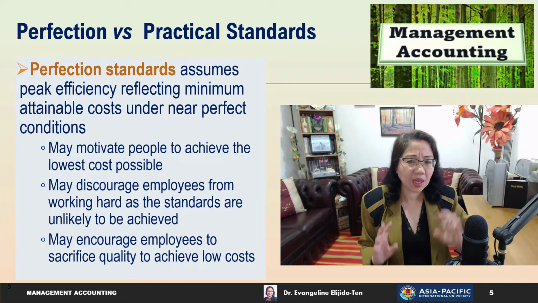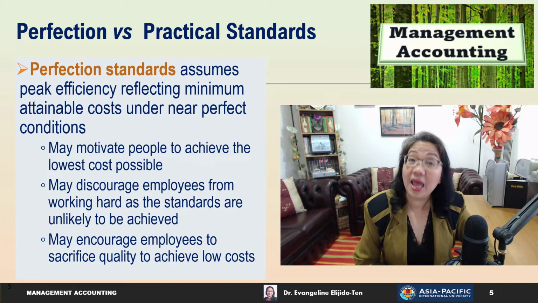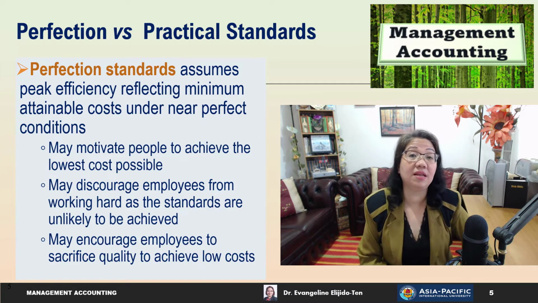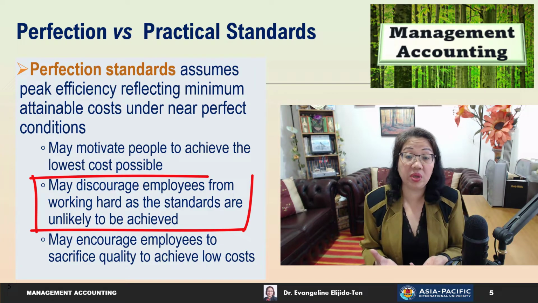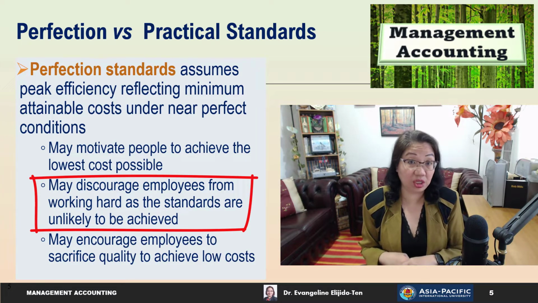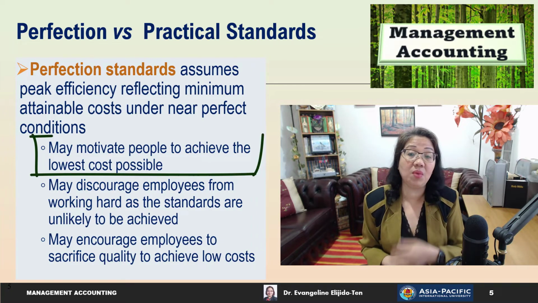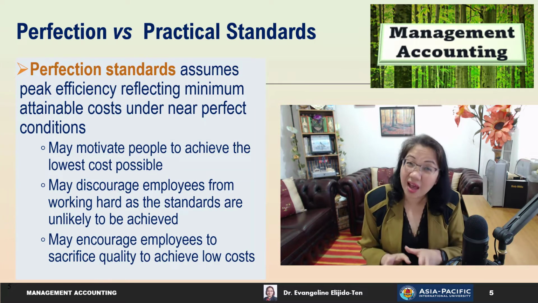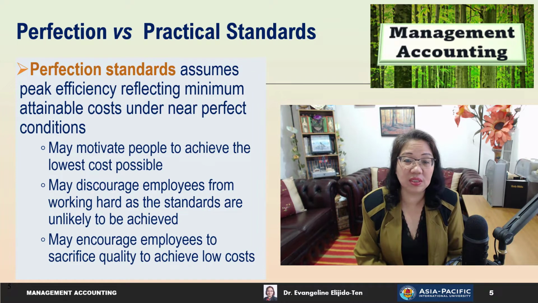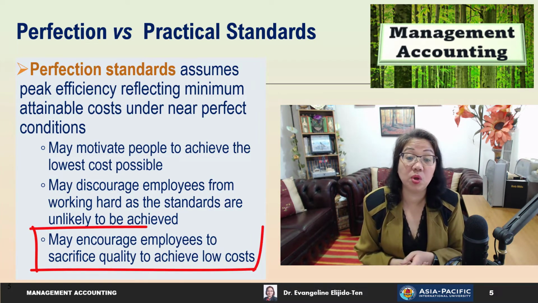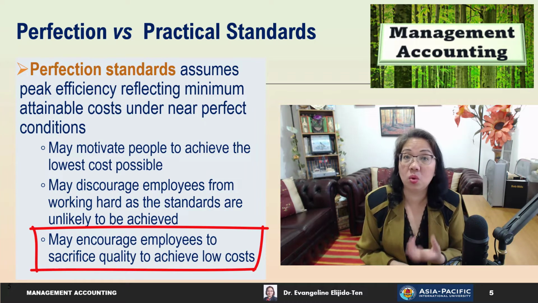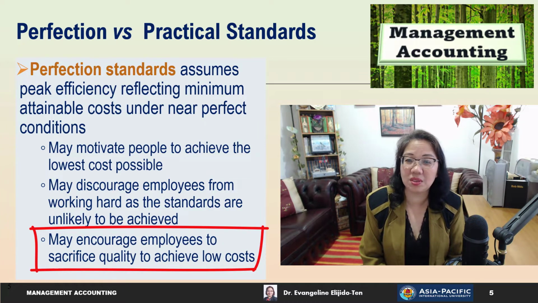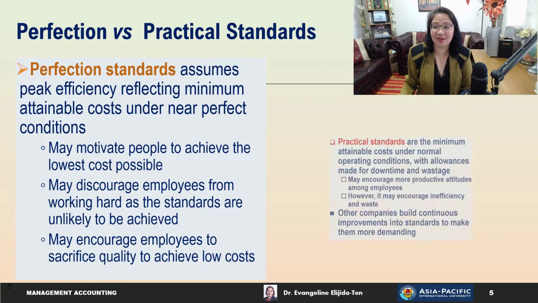Now, you might say, well, that might be so difficult to achieve. And you could be right. That's why one of the disadvantages of using perfection standard is that it may actually discourage employees from working hard because the standards are almost impossible to achieve. But the upside to this is that it may motivate people to achieve the lowest cost possible. Another downside to using perfection standards is that it may encourage employees to sacrifice quality in order to achieve low costs. Now let's look at the practical standards.